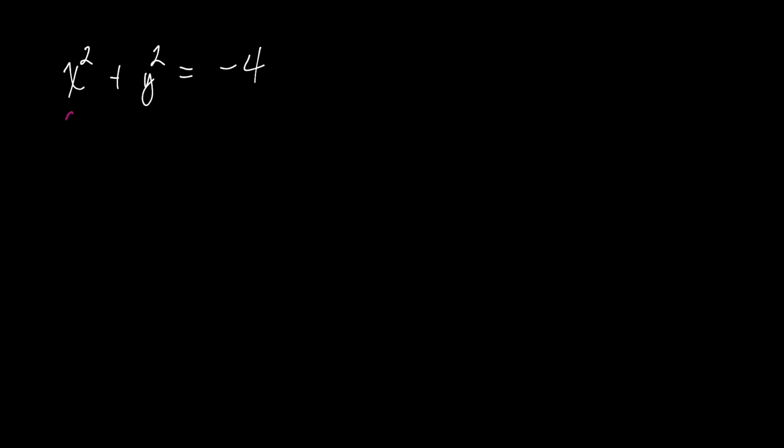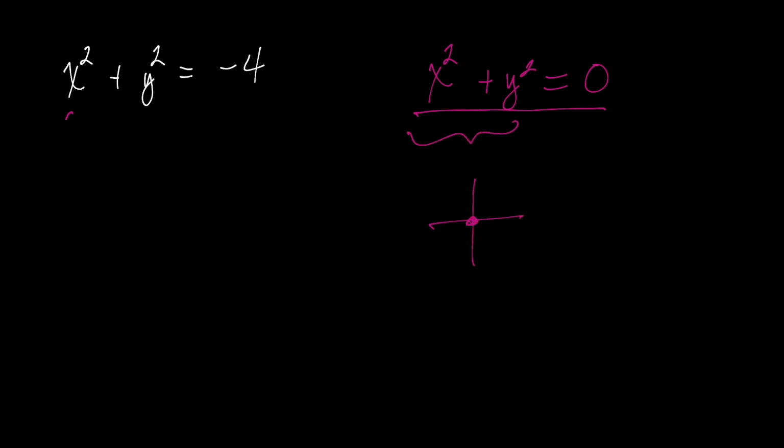Another one I've seen is this. x squared plus y squared. What if it was just 0? It doesn't have to only be a negative number. The graph of this equation is just a single point, right? It starts to look like a circle with the center at the origin, but the radius is what? Has no radius.